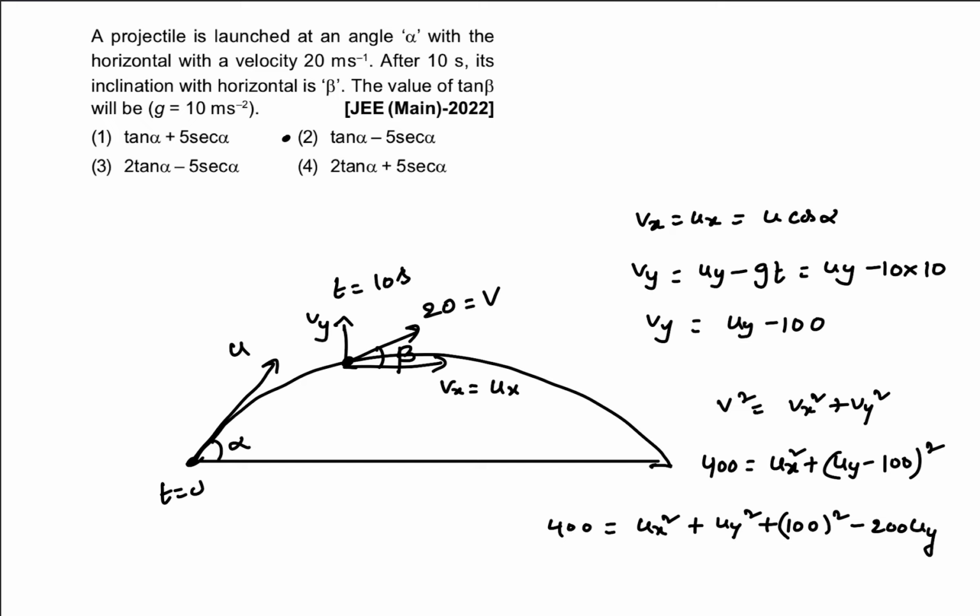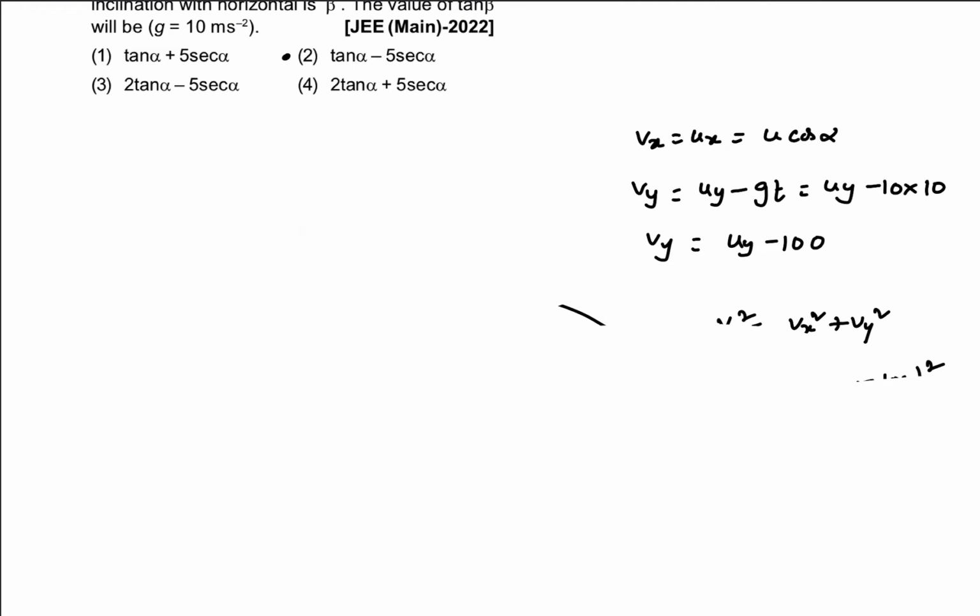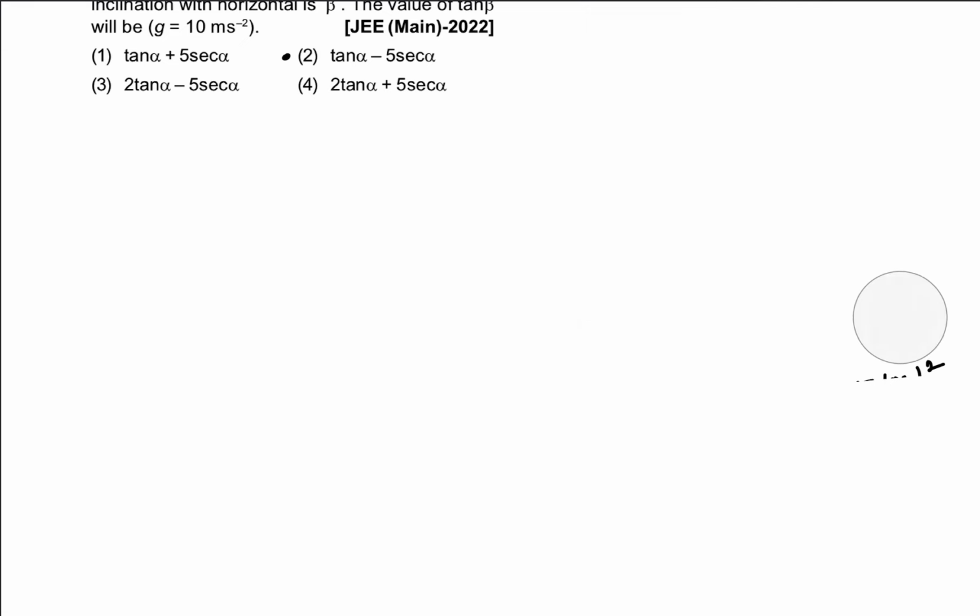What is the question here? A projectile is launched at an angle alpha with the horizontal with a velocity 20 meter per second. After 10 seconds they have given, no, one minute wait, I wrote a completely wrong assumption. Sorry.